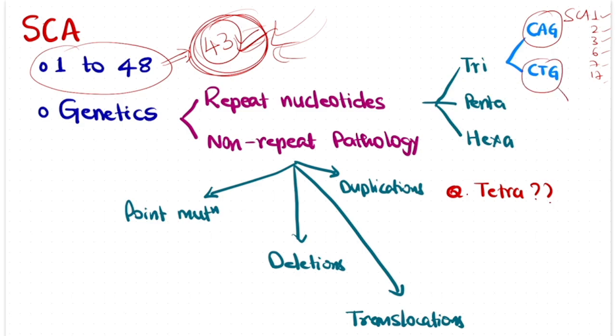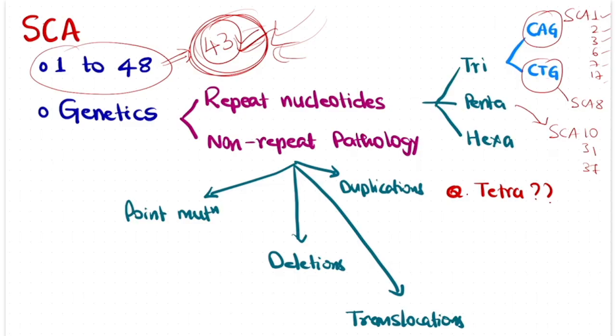CTG repeat is seen in SCA 8. So SCA 8 is the only spinocerebellar ataxia which is associated with CTG trinucleotide repeats. Otherwise, majority are due to CAG repeats. So some of the SCAs are associated with pentanucleotide, means 5 nucleotide repeats. For example, SCA 10, 31 and 37. SCA 10, 31, 37, they are pentanucleotide repeats.